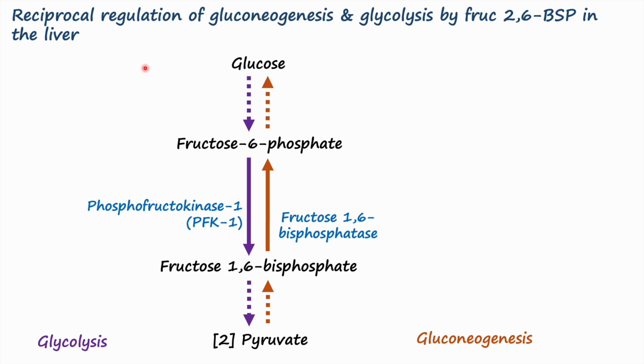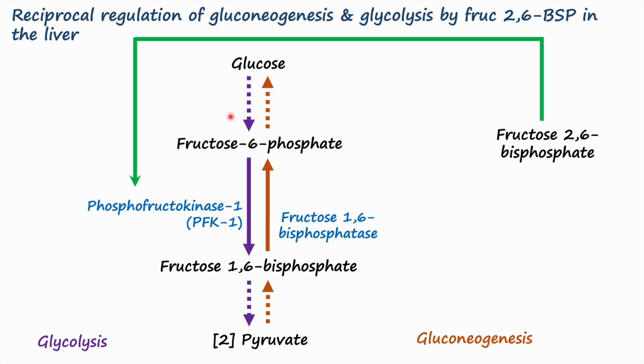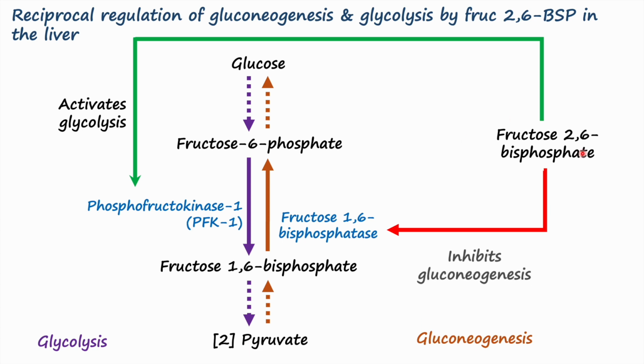the liver. And the most important thing to remember here is that in the liver, rates of glycolysis and gluconeogenesis are adjusted to maintain the blood glucose concentration. So here on the left side we have the pathway of glycolysis, and on the right side we have the pathway of gluconeogenesis. And if you remember from my lesson on glycolysis, fructose 2,6-bisphosphate is an allosteric activator of the phosphofructokinase 1 enzyme, and fructose 2,6-bisphosphate is actually an inhibitor of the fructose 1,6-bisphosphatase enzyme. So the main point here is fructose 2,6-bisphosphate activates glycolysis, whereas it inhibits gluconeogenesis.